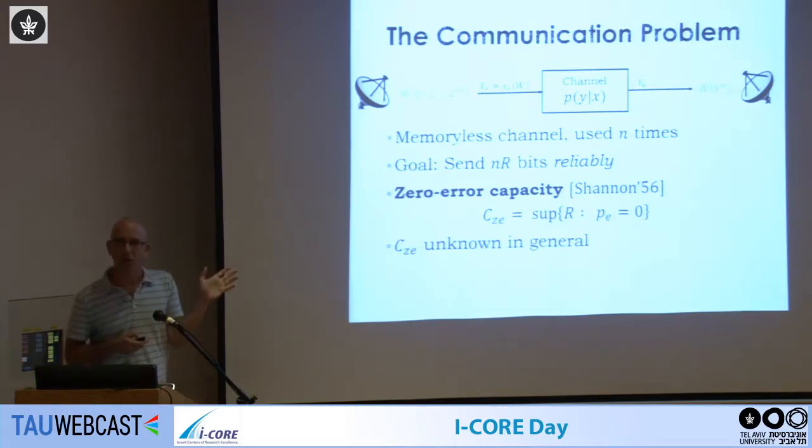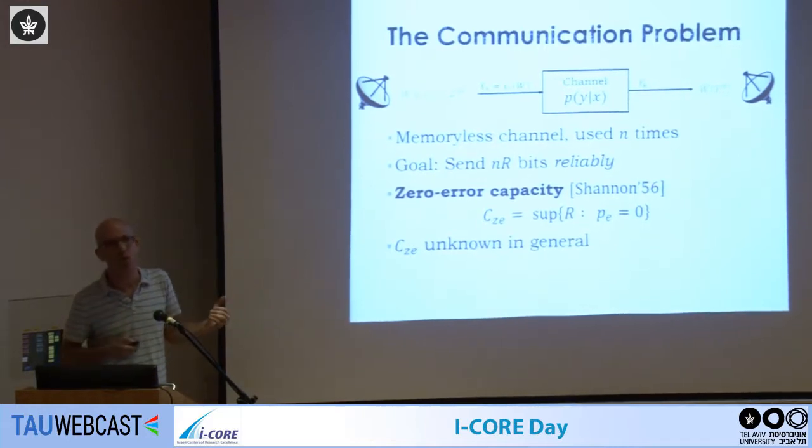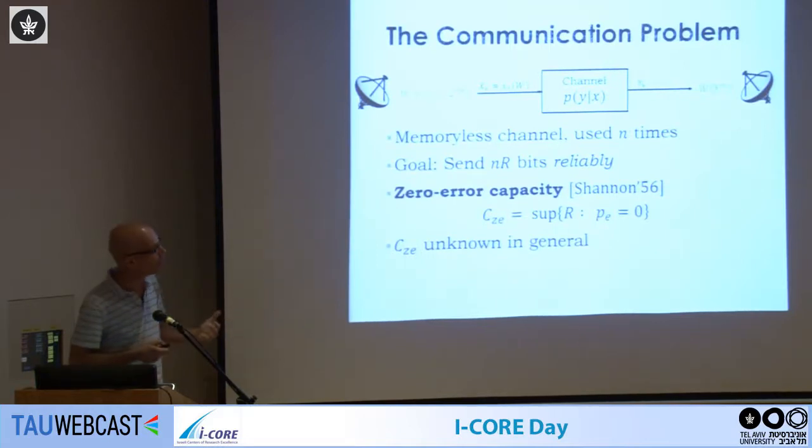There's another notion of capacity I just want to mention because I'm going to use it as an example in a sec, which is the zero error capacity, also introduced by Shannon. This is the same supremum over rates, but this time you want the error probability to be exactly 0, not vanishing, but exactly 0. And this is a combinatorial creature. It's much more difficult to handle. And in general, there is no known formula for it.